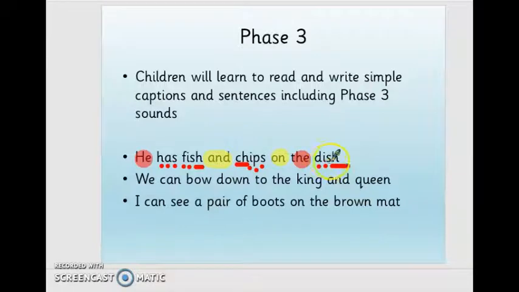dish, dish. Now, if they were to sound this out and not notice that it's a digraph, this is what would happen. Dis-h.